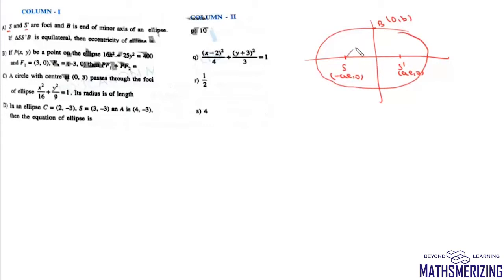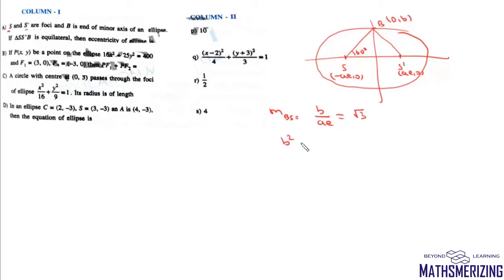Now it says this triangle is an equilateral triangle. We need to find eccentricity of this ellipse. So if this triangle is an equilateral triangle, we know that this angle is 60 degrees. So we'll find slope of this line. So slope of BS will simply be B upon AE, and B upon AE in this case will be simply tan 60, which is root 3.